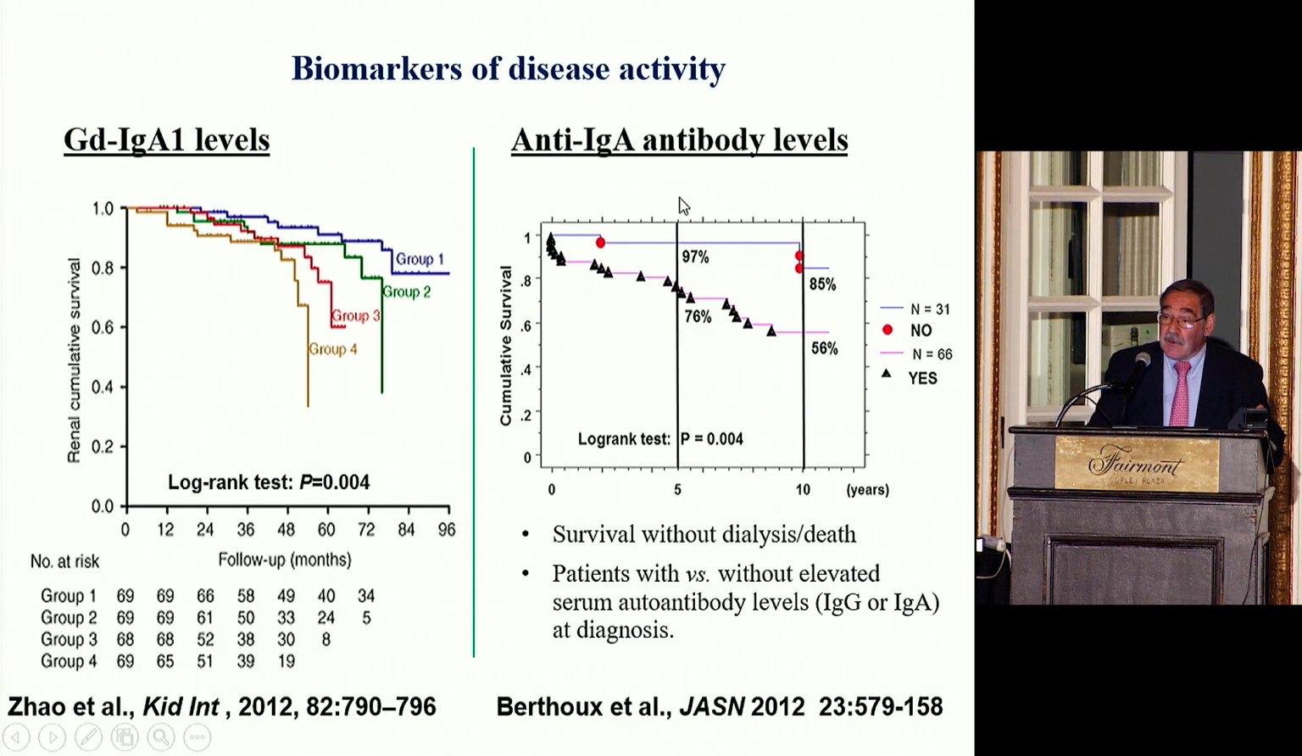Likewise, looking for antibodies against the IgA, those anti-glycan antibodies, yes, if you have them, you have a lower kidney survival than if you don't have them.